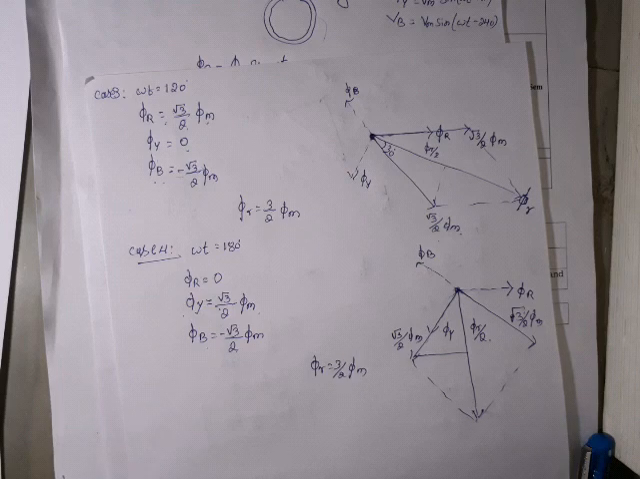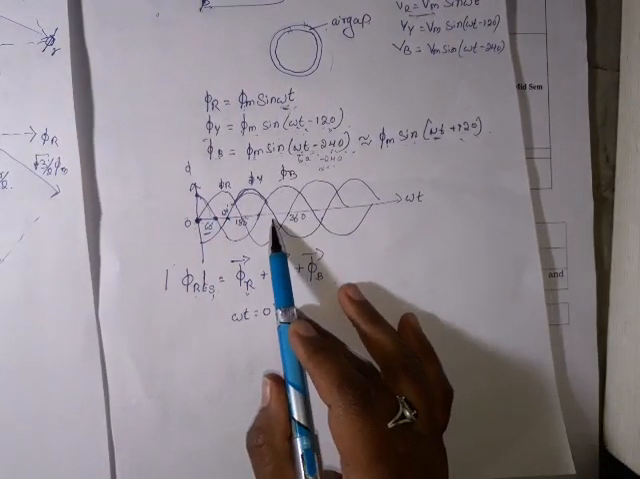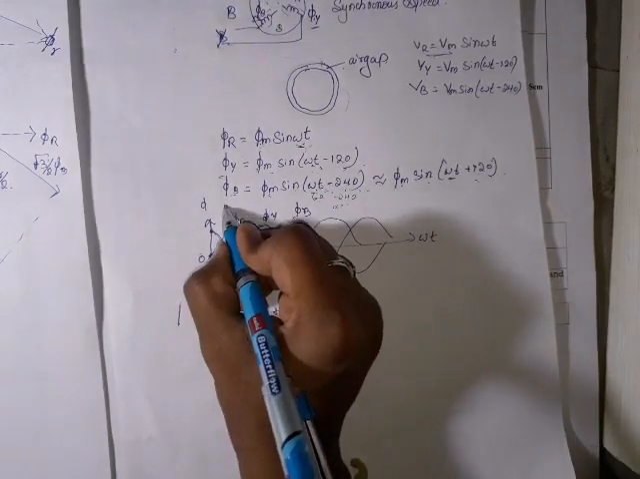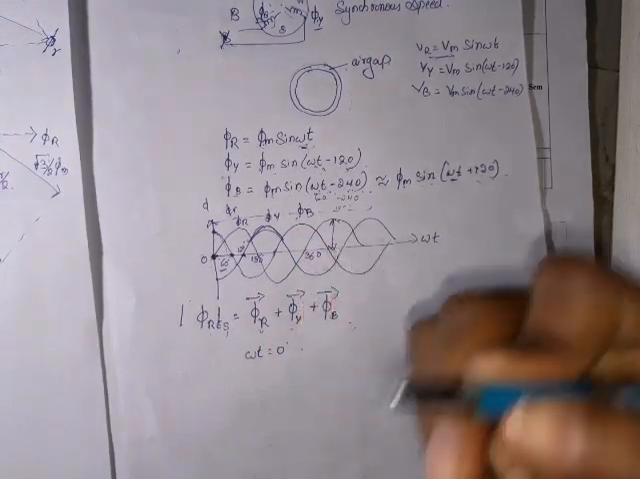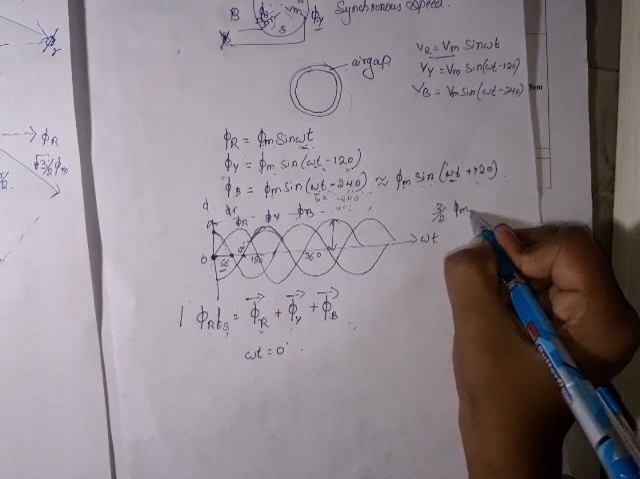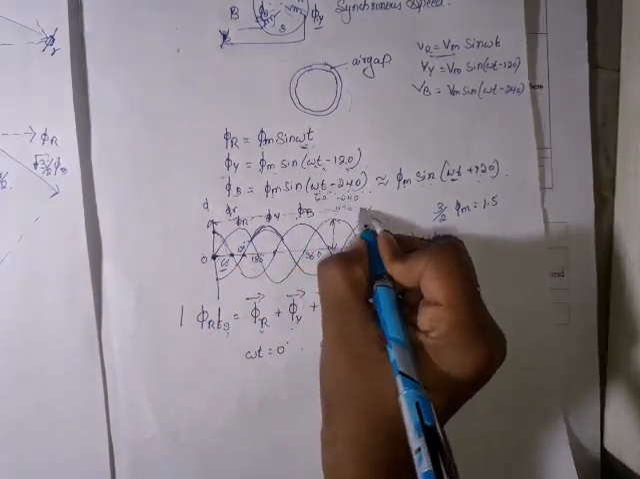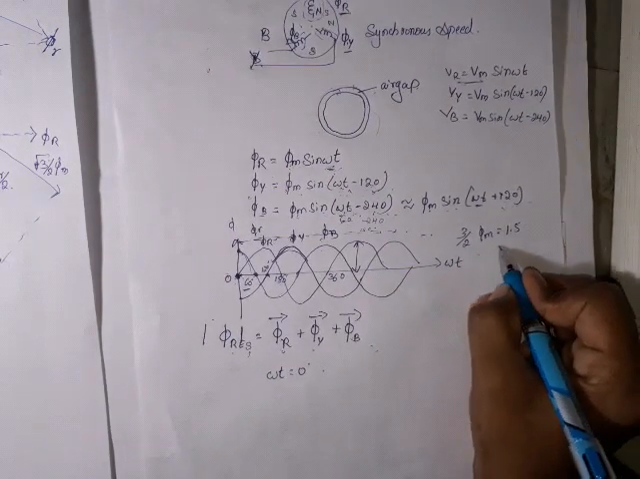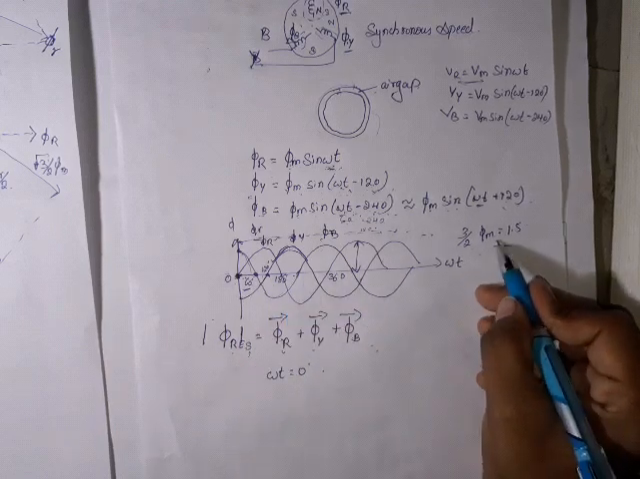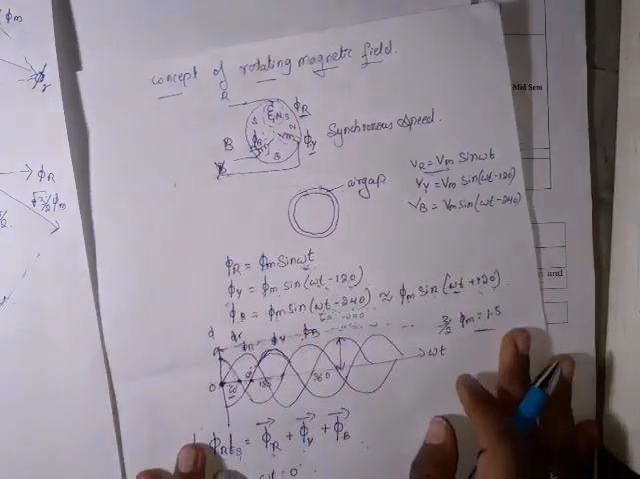So from this, what can we conclude? Whatever the angle at each instant, for the sinusoidally varying flux, the magnitude of the resultant flux remains constant, that is root 3 by 2 times phi m, which is nothing but 1.5 phi m. So the magnitude of the rotating flux is given by 1.5 times the maximum flux and it remains constant. At any angle, the magnitude of the resultant flux will remain constant. That is the concept of the rotating magnetic field.